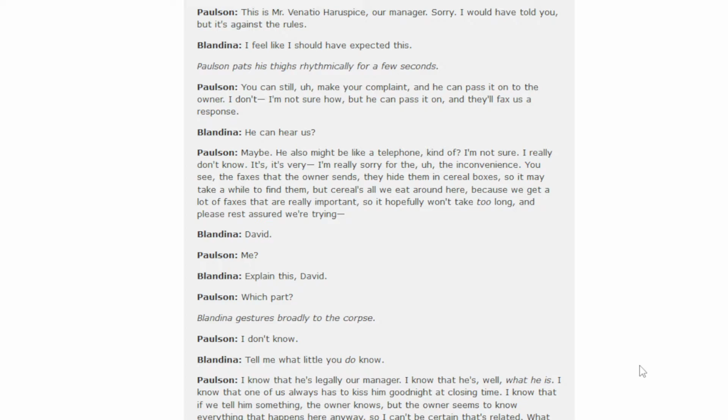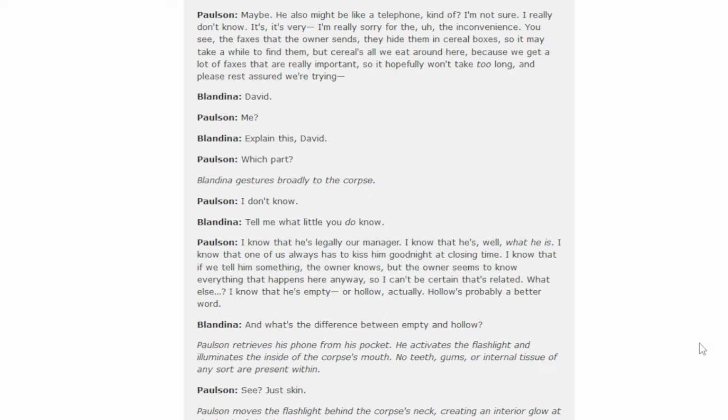Gestures broadly at the corpse. I don't know. Please tell me what little you do know. Yes. I know that he's legally our manager, and I know that he is, well, what he is. And I know that one of us always has to kiss him goodnight at closing time. Aww. I know that if we tell him something, the owner knows, but the owner seems to know everything that happens here anyway, so I can't be certain it's related. What else? Oh, he's empty, or hollow, actually. Hollow is probably a better word.